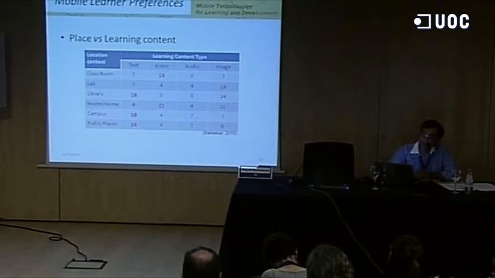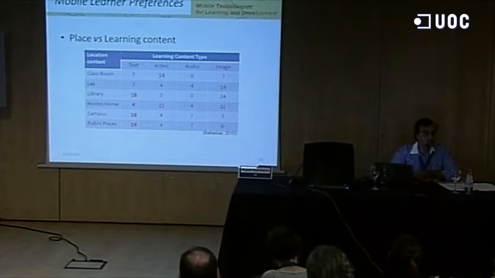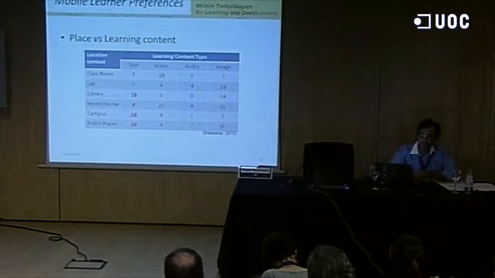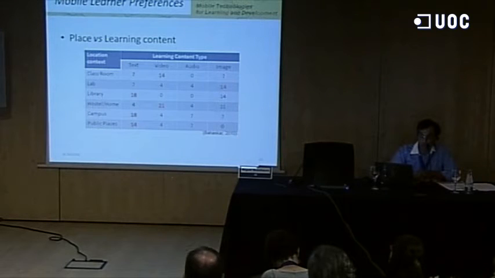More results: place versus learning content. In the classroom, they want to see video or watch video. In the labs, images. Library, text or images. Host home, video. Campus, text. And public places, text.